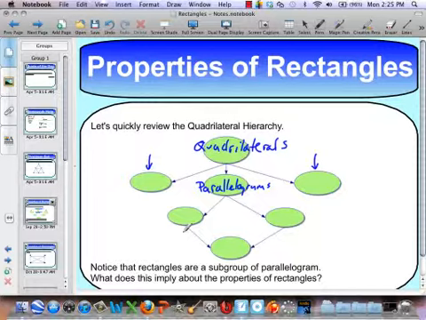Sean? Trapezoid. Very good. So you have trapezoids. Ivan, give me this other one.